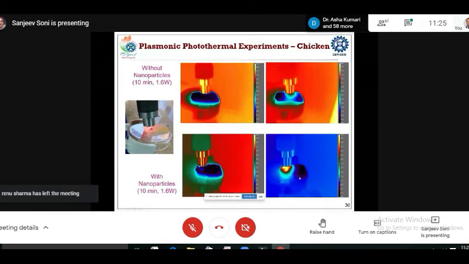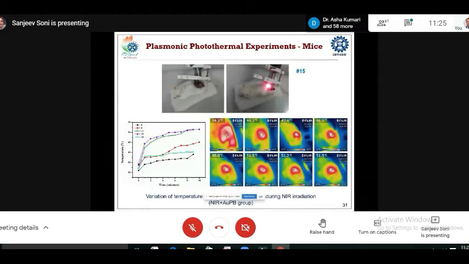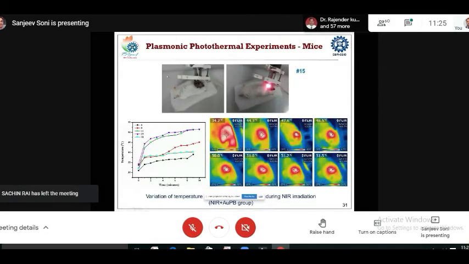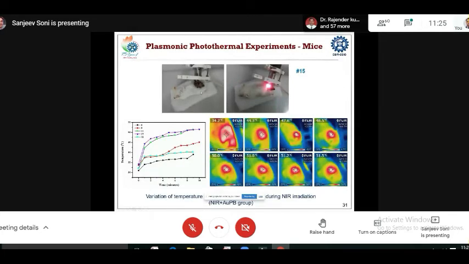Parallelly we are also conducting some animal experiments to validate this numerical model as well as to test the performance of the device. This is a mouse where we had induced DMBA-based skin cancer, and we irradiated this skin cancer with a certain wavelength of light for around 10 to 15 minutes, and we measured the temperature using thermal cameras.